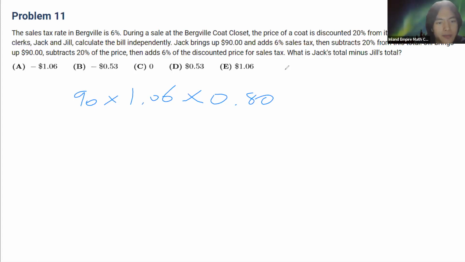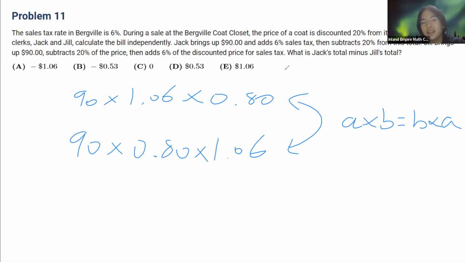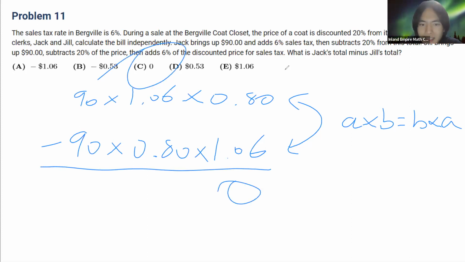But if you look at Jill, what she's doing is that she's multiplying by 0.8 first, and then multiplying by 1.06. And so if you look at these two equations, you'll notice that it's really just an application of the distributive property. I mean, sorry, the commutative property, right? Because it's the same numbers that are being multiplied together. It's just a different order of multiplication. But again, that doesn't change the answer. So if you subtract this, you would simply get 0, and the answer is C.